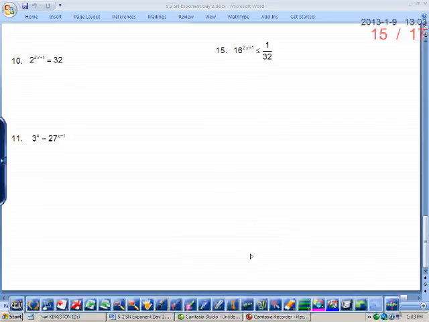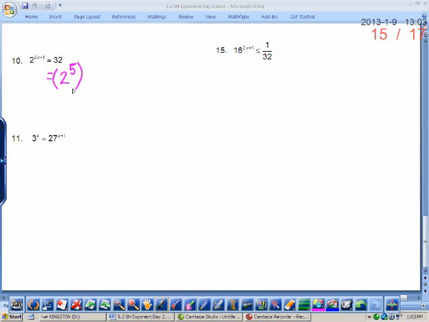Okay. Now on number 10, we don't already have the same bases on each side. So we're going to have to do a little bit of rewriting in order to get ourselves the same bases on each side. Okay? So we've got 2 to the 2x plus 1 is equal to 32. Is there a way to rewrite 32 as a power of 2? 2 to what power is 32? The 5th.